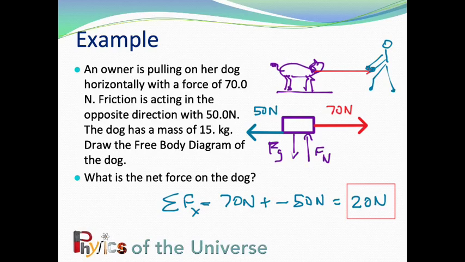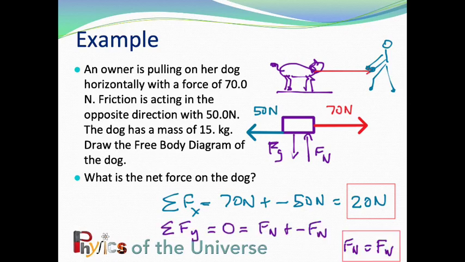Those are all the forces in the X direction. What about the Y direction? Well, the dog isn't moving, which means that those two forces have to be balanced. Well, I should say it's not moving, it's not falling through the ground. So, given that, we know that the force in the Y direction has to be 0.